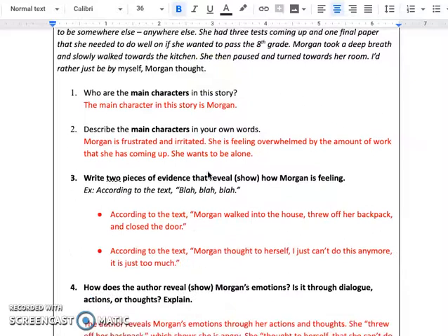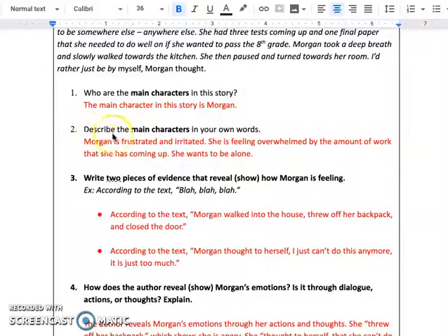So then you guys will get 4 separate questions. The first question asks, who are the main characters in this story? The main character in the story is Morgan. The red are my responses. You'll see I wrote in complete sentences, started with a capital letter, capitalized Morgan because it's a name, and had a period at the end.